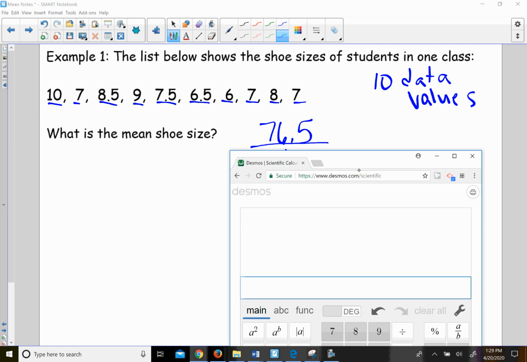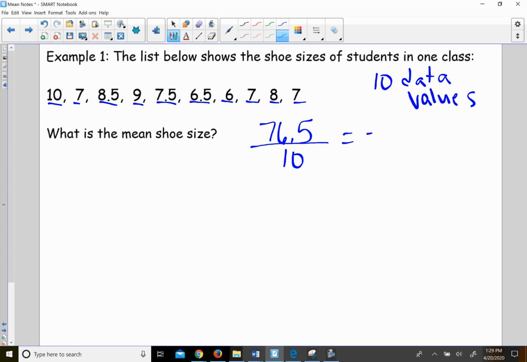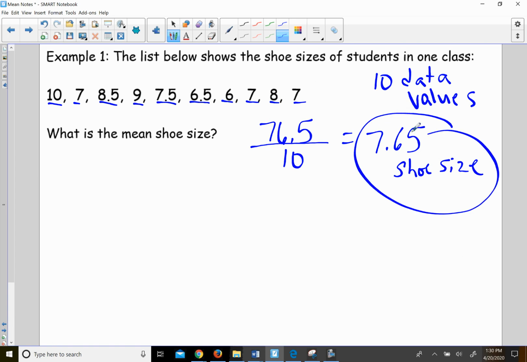So I'm going to retype it in as 76 and 5/10 divided by the 10 values that I have, 7 and 65/100. So it says on average, the mean is 7 and 65/100 for the shoe size. So the average shoe size from this collection of numbers is just over 7.5. That's the average or central value.